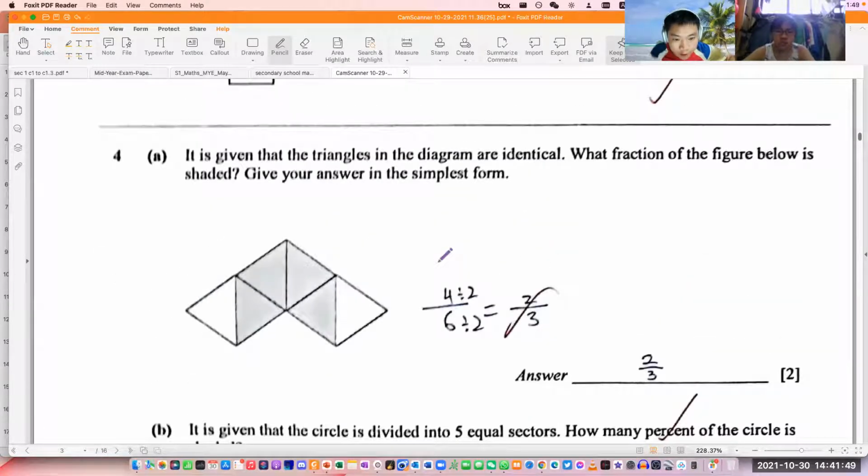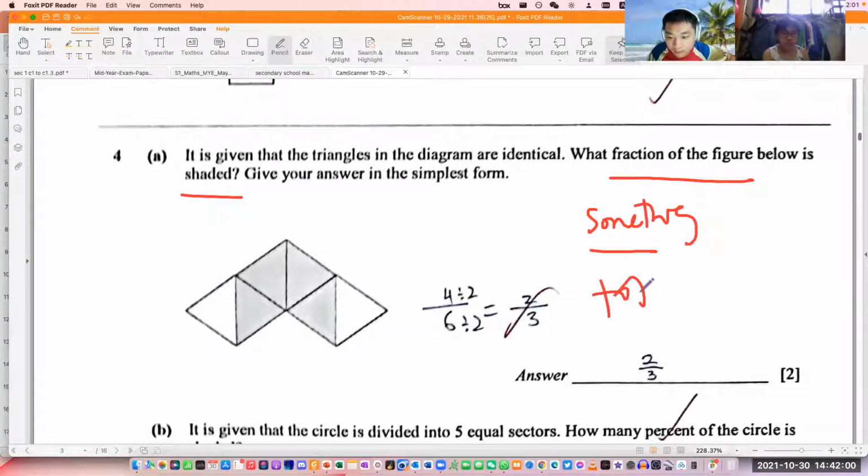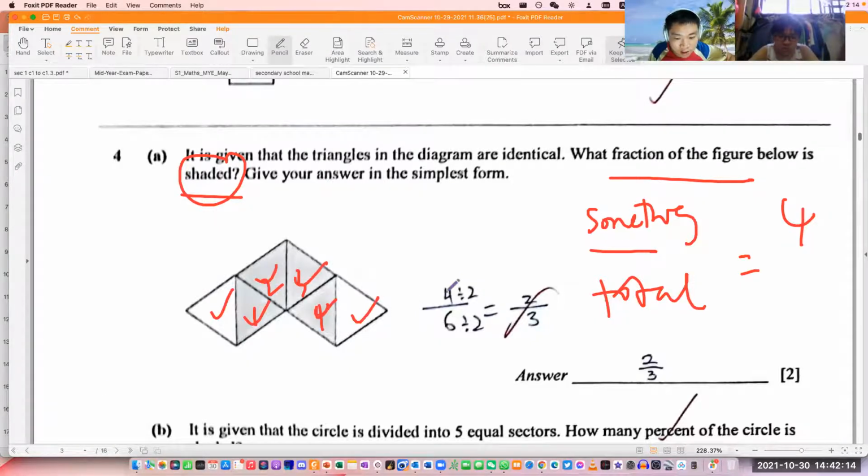Okay? So over here, give your answer in simple form. You see, fraction of the figure is shaded, right? It's very simple. Fraction of figure means you need to find something over the total, right? Can you still remember that? Something over the total. What's the something? They want shaded, right? So how many shaded? 1, 2, 3, 4. 4 shaded. What's the total? 1, 2, 3, 4, 5, 6. Total is 6. Then after that, you need to simplify. That's why you get 2/3. Does it make sense? Yeah.